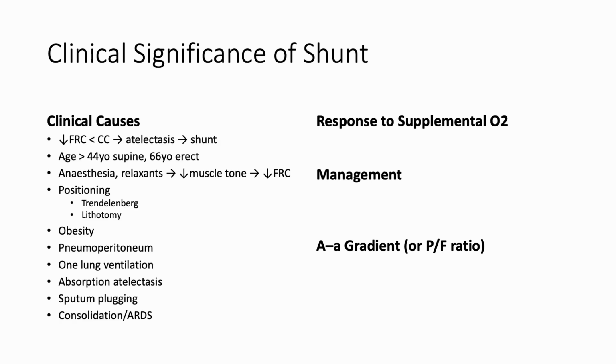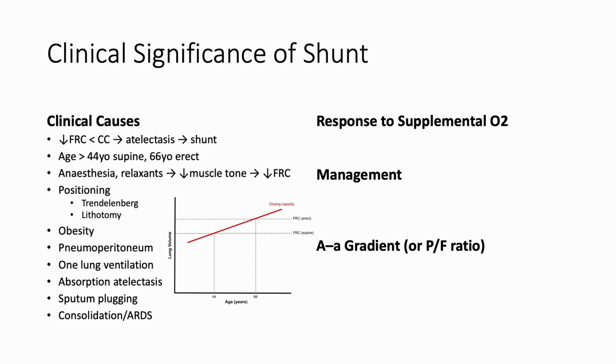That will happen when the FRC drops below closing capacity, which leads to atelectasis and shunting. And this is dependent on both age and position. So anyone who's older than 44 in the supine position or older than 66 in the erect position is going to get shunting. And anesthesia reduces muscle tone and reduces FRC by 15 to 20%. And this is exacerbated by Trendelenburg or lithotomy positions. It's also going to be accentuated in obese or pregnant patients. And there's various pathologies that will also contribute to causing shunting. So we can see that it's going to be occurring in the majority of our patients unless we're preventing it.